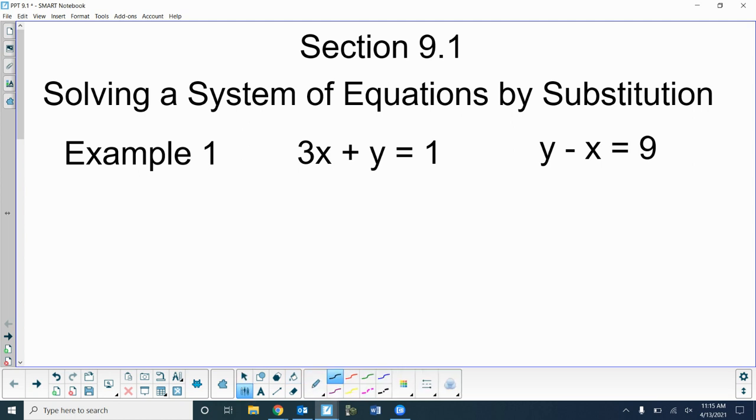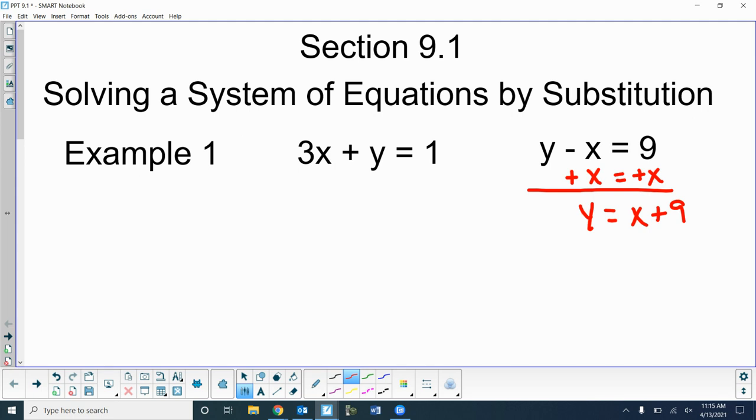I would probably get this one on the right, this y here by itself, because all I have to do is add x. So I get y equals x plus 9. Or you could write 9 plus x if you want. Okay, but if you wanted to, you could get this y by itself and subtract the 3x.